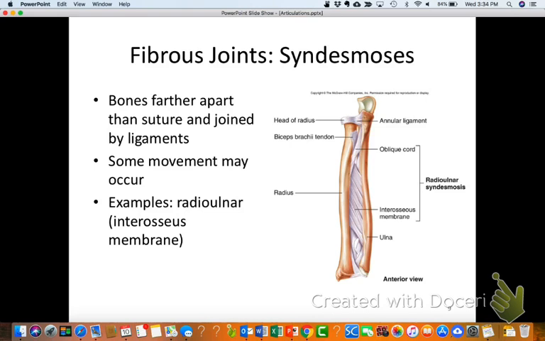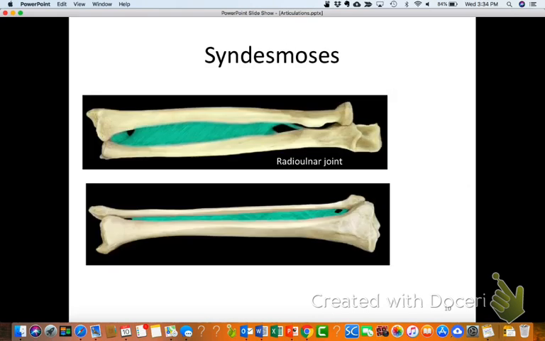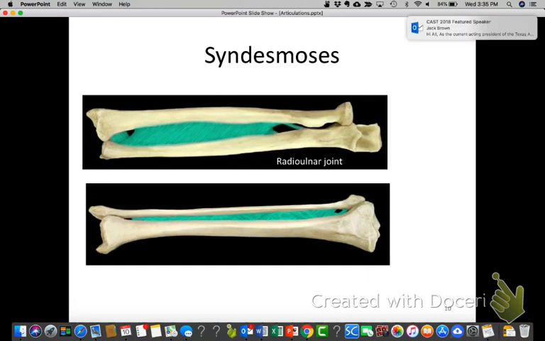And you're going to see that not only between the shafts of the radius and the ulna, but also between the shafts of the tibia and the fibula, where it's not nearly as broad and not nearly as movable. So you have very little movement between fibula and tibia, but a considerable amount of movement between radius and ulna, which allows you to pronate and supinate at the wrist.